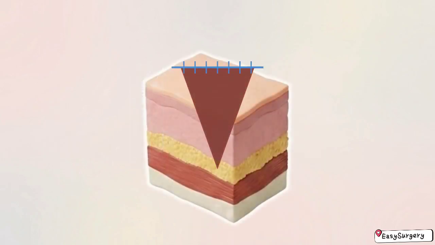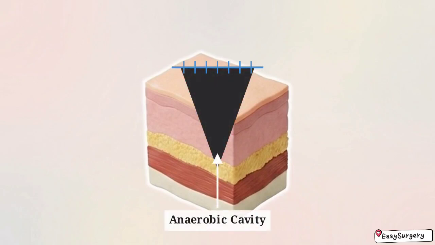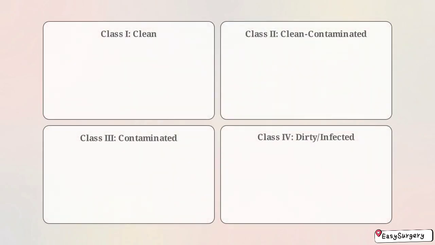Sealing a deep wound without thoroughly cleaning the underlying layers creates a closed anaerobic cavity, virtually ensuring a deep space infection. To quantify the probability of that infection, hospitals rely on the CDC Surgical Wound Classification System. This grid acts as the definitive mathematical metric for forecasting post-operative surgical site infections based on bacterial burden.